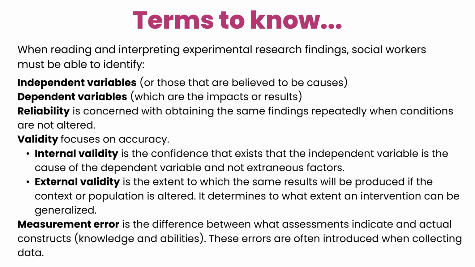Now, this is in addition to, like I said, the video that I did before on community and macro, but this is just some important terms for you to know in regards to research. So when reading and interpreting experimental research findings, you should be able to identify these things: independent versus dependent variables. So we know that the independent variables are those that are believed to be the causes, and the dependent variables are the impacts or the results.